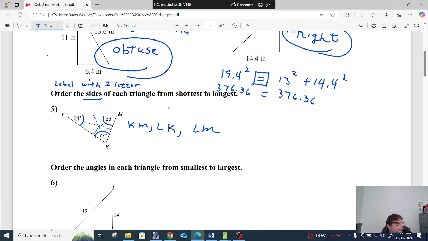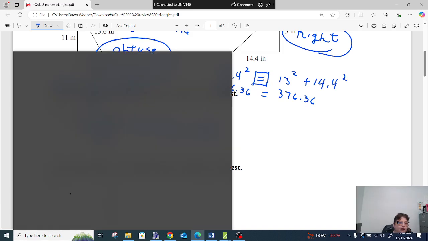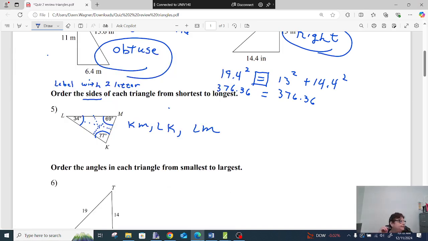What happens if the 2 angles are equal? Let's say I had 77 and 77. That'd mean the 2 opposite sides are equal. Remember, that's an isosceles triangle. I would just put an and. Like if it was the smallest, or if it was the largest, I'd just put an and in between. I'm not going to give you one of those. I was just testing you.